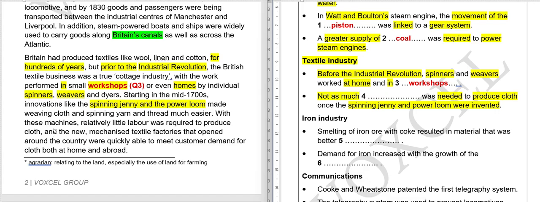With these machines, relatively little labor was required to produce clothes, and the new mechanized textile factories that opened around the country were quickly able to meet customer demand for clothes both at home and abroad. Is our answer in this particular sentence? If yes, what is it and why? If no, why not? You will have roughly 8 to 10 seconds because this is a bigger sentence, so read it thoroughly. The time starts now.